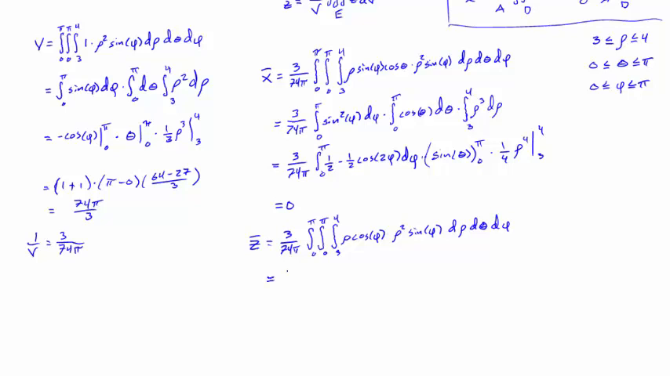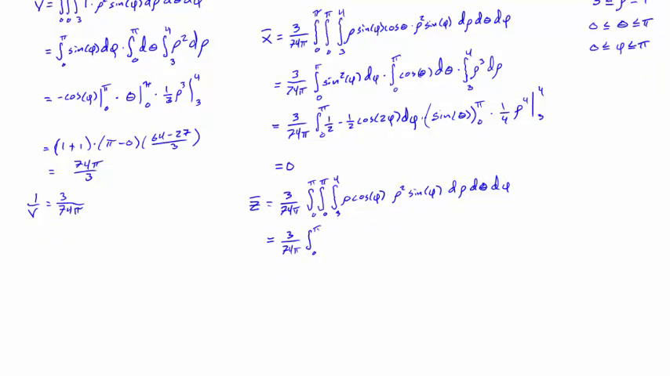So this equals 3 over 74 pi times the integral from 0 to pi in the phi direction, we have cosine of phi, sine of phi, d phi, times the integral from 0 to pi of d theta. There's no thetas at all in this line above here, so then times the integral from 3 to 4 of rho cubed d rho.